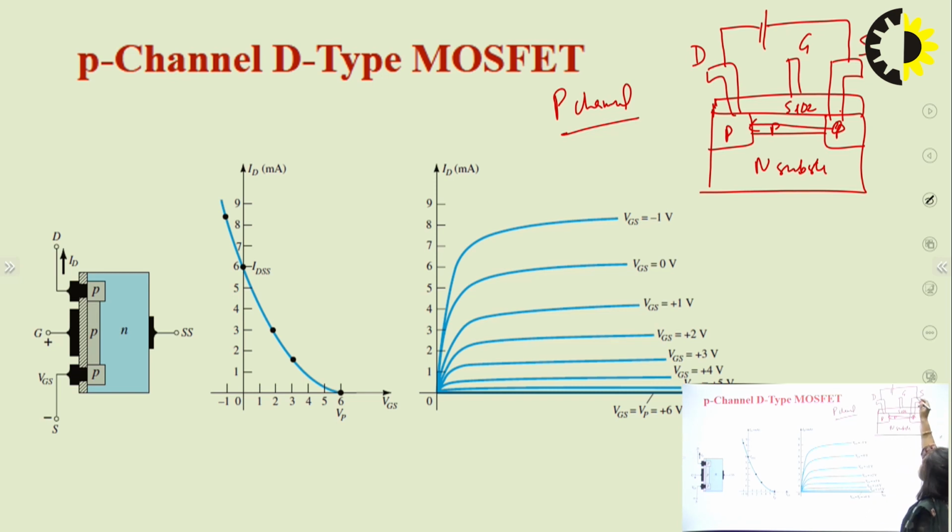Okay, so we have connected the gate as negative, VGS as negative. So what will happen? Negative charge will be here and this negative charge will attract more holes from this part to this part.